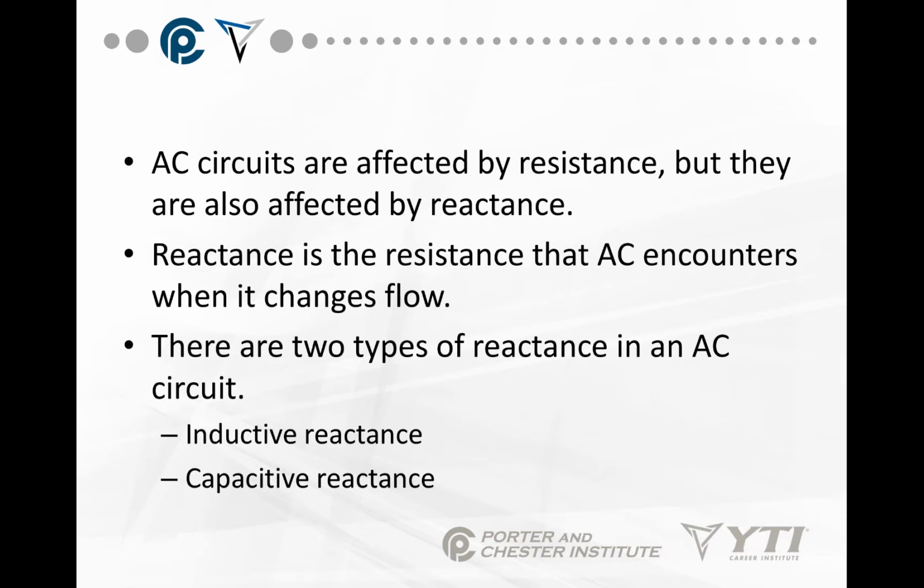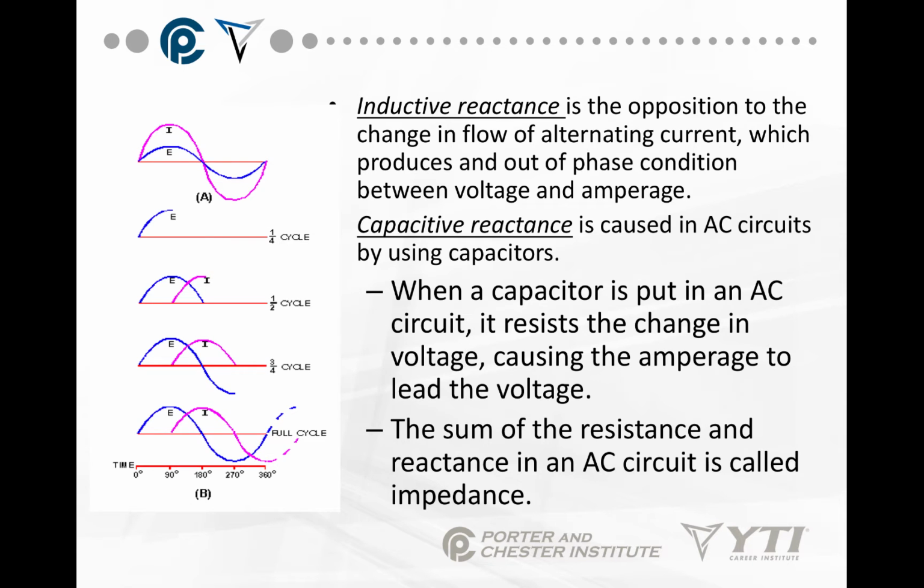AC currents are affected by resistance. They're also affected by reactance. Reactance is the resistance that AC encounters when it changes flow. There are two types of reactance in an AC circuit: inductive reactance and capacitive reactance. Inductive reactance is the opposition to the change in flow of alternating current, which produces an out-of-phase condition between voltage and amperage. Capacitive reactance is caused in AC circuits by using capacitors. When a capacitor is put in an AC circuit, it resists the changes in voltage, causing the amperage to lead the voltage. The sum of the resistance and the reactance in an AC circuit is called impedance.